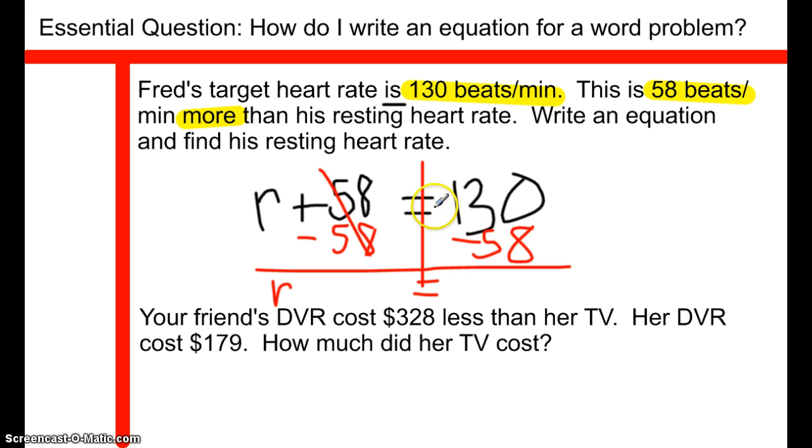equals, you've got it, so 72. And then because it is a word problem, we've got to have beats per minute. So make sure that you are doing a good job of labeling. So again, we've got to have the variable on one side, the what it is equal to on the other.